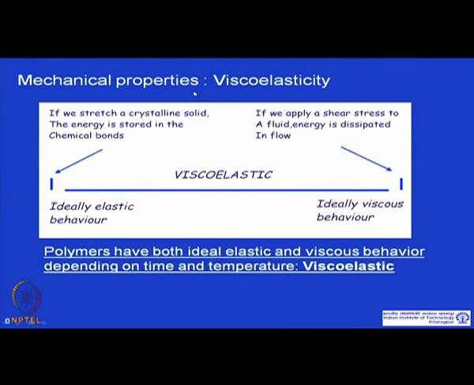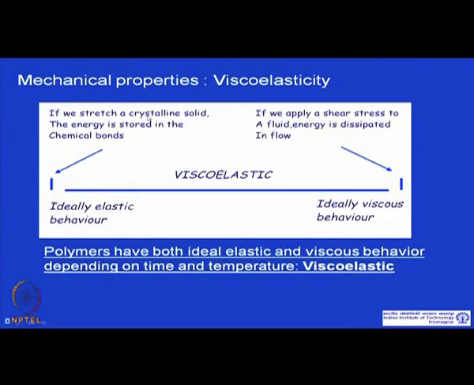We continue our discussion on mechanical properties, and we come to the concept of viscoelasticity. We have seen in our discussion of the stress-strain curve that the curve depends upon the temperature as well as the strain rate.